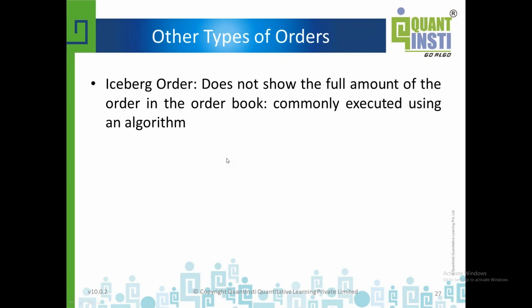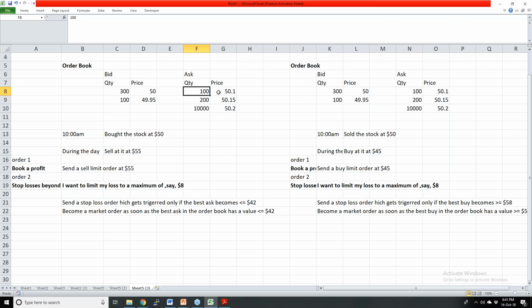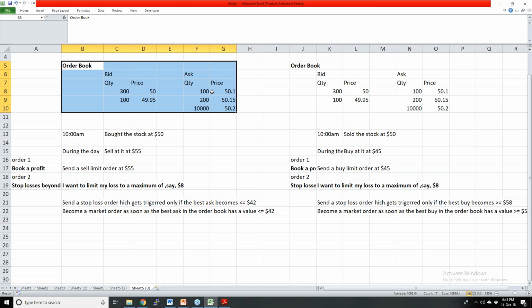Can I explain this again? So an iceberg order does not show the full amount of the order in the order book. You're just seeing some part of the volume. You cannot find iceberg orders in advance. You get to know after your trade has happened that this was an iceberg order, by looking at the order book and by looking at your trades. That is how you will figure out, oh my god, this was an iceberg order.